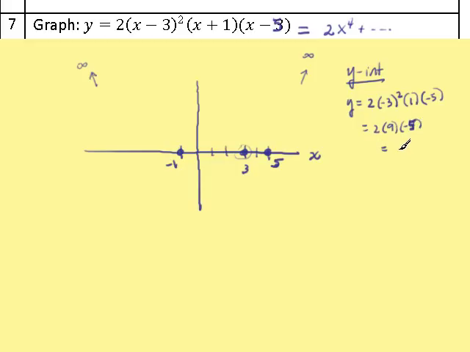So that's 2 times minus 45, so that's negative 90. All right, so obviously I'm not going to draw this to scale. Negative 90 would be off the page. So let me just put it down here. Let's suppose that's negative 90 over there, and that would be our intercept.